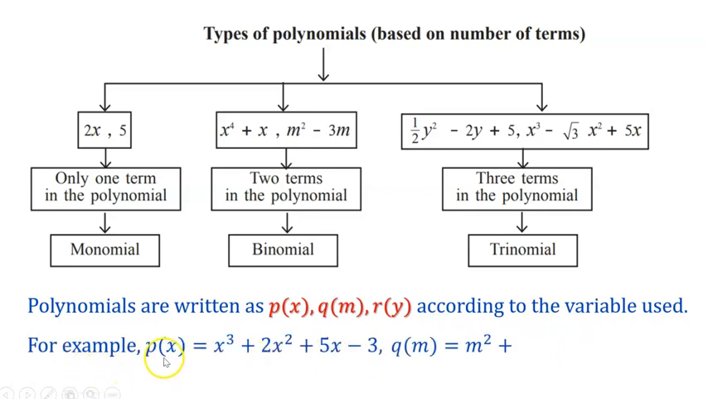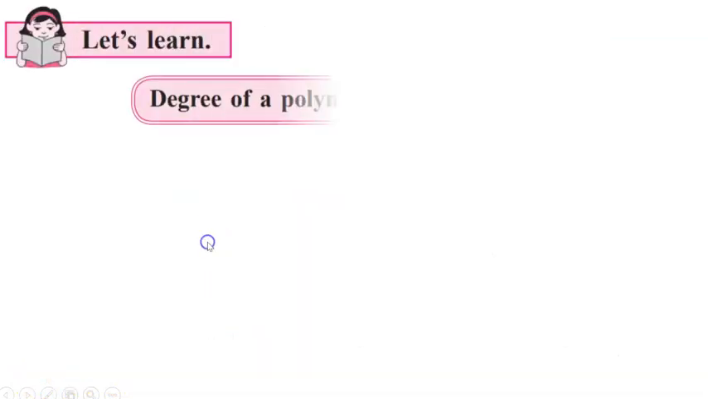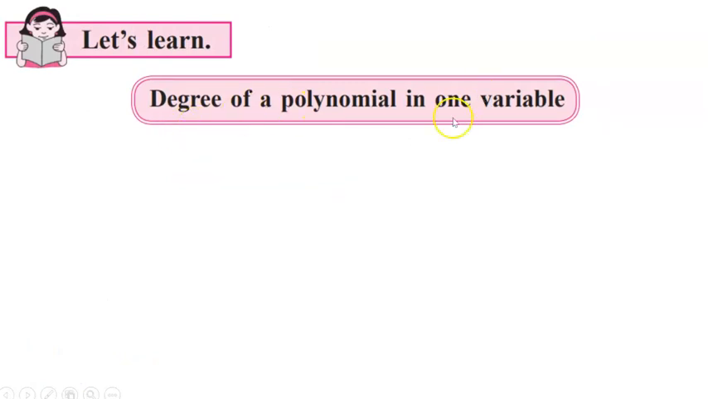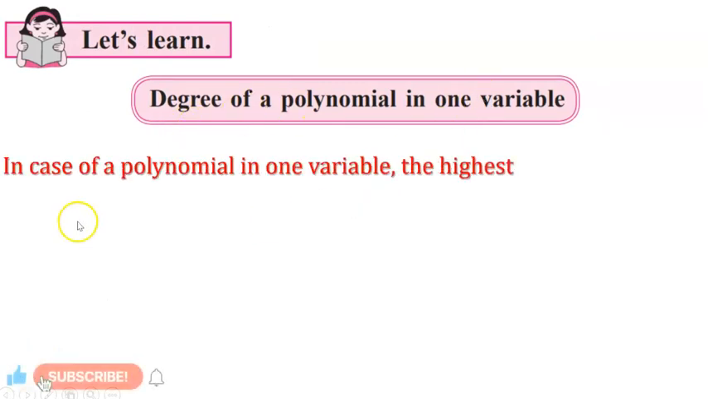For example, p of x is equal to x raised to 3 minus 2x square plus 5x minus 3. Next, here we are using the variable m, therefore it is denoted by k of m, which is m square plus 1 upon 2m minus 7. And third, r of y, with the variable y, y square plus 5. Okay. Now next, let's learn the degree of a polynomial in one variable.